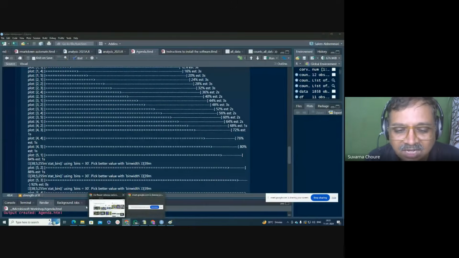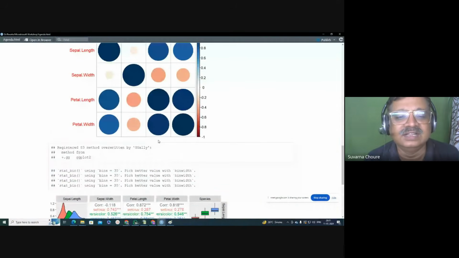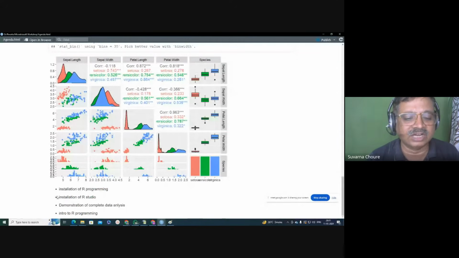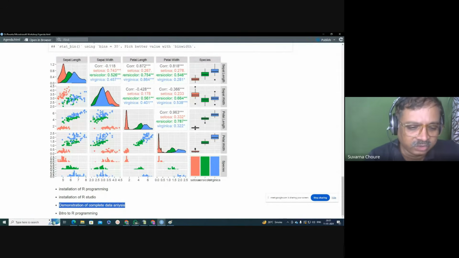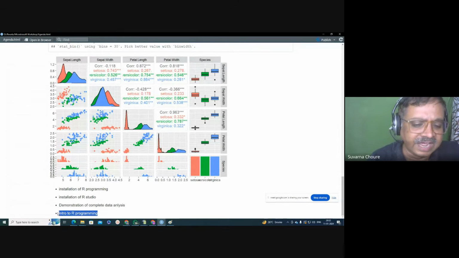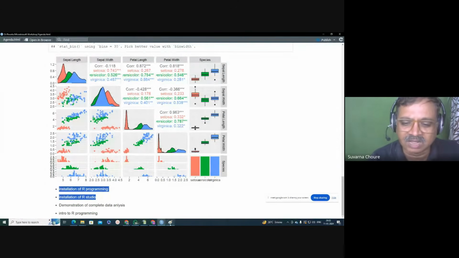Now, the next part of our agenda that we want to see, installation of R programming. Demonstration of complete data analysis will not go in this session because we are going beyond 1 hour. And intro to R programming also will go in the next session. Okay. Installation of R programming, I will show you.